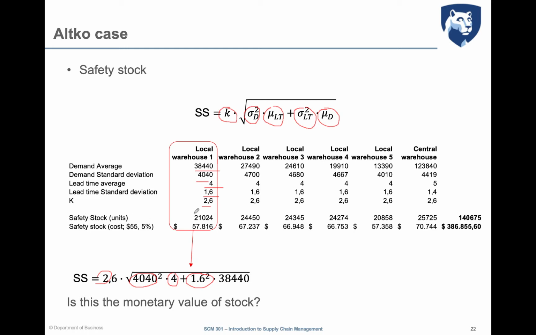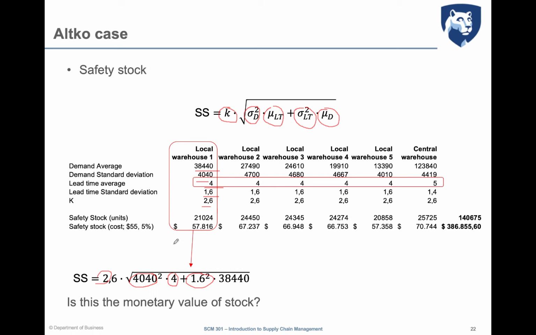Now, the safety stock in terms of units is 21,024 units, which multiplied by $55 multiplied by 5% gives you the inventory keeping cost of the safety stock. Is this the monetary value of stock? Yes or no? I leave it up to you to answer that, but again, remember what the request is. So the request is to calculate the value of the stock and the value of keeping the stock.